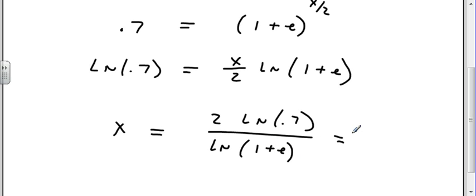All right. So I guess we'll have to do that. Well, we'll use the numerical solve guy again. Numerical solve. I got 0.7 is equal to parentheses 1 plus e close parentheses raised to the x over 2.